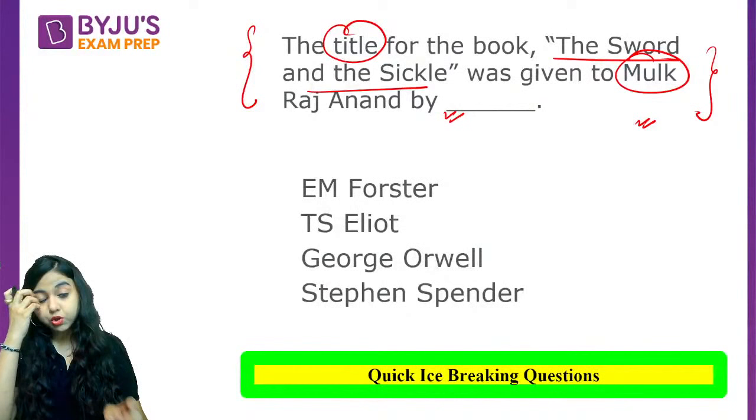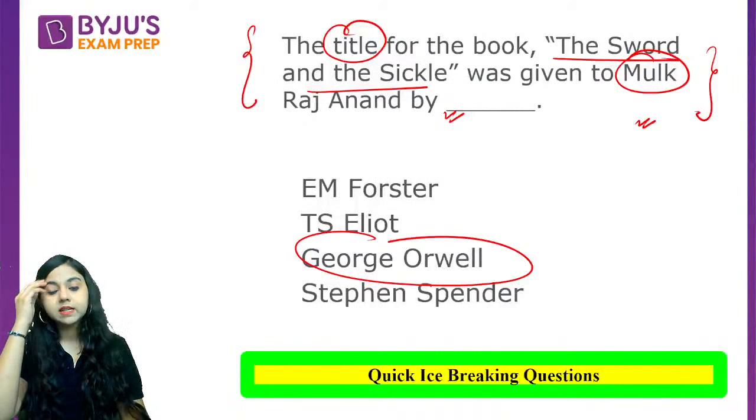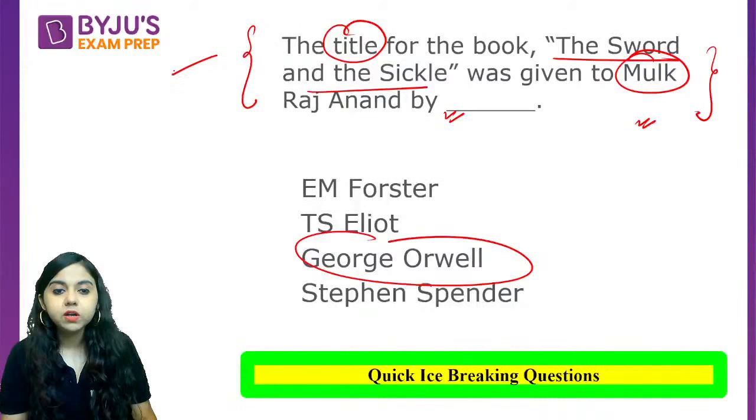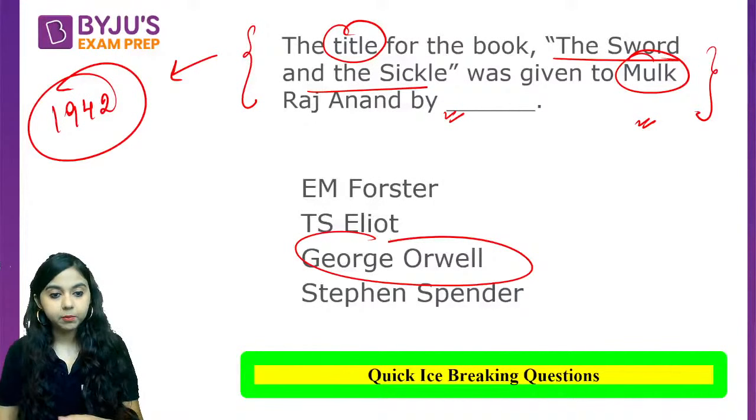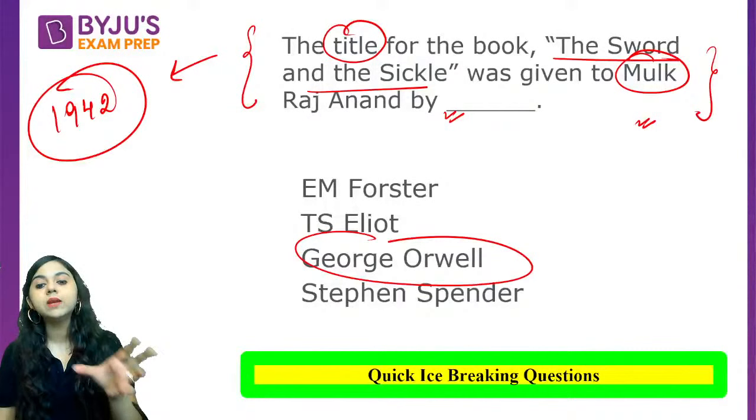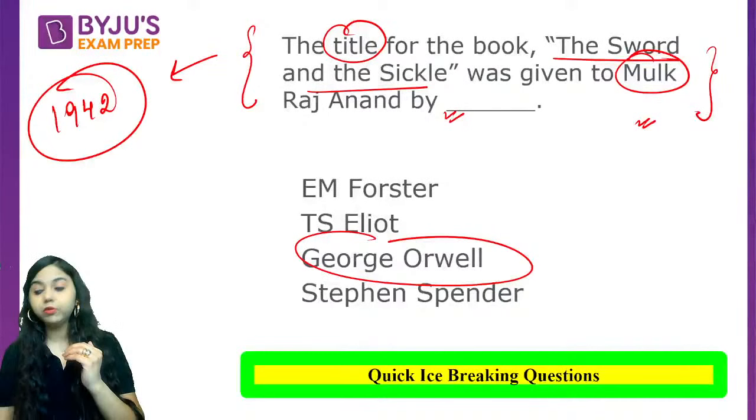So George Orwell was the person who actually helped, right? So in a way, The Sword and the Sickle is a novel by Mulk Raj Anand. When is it coming? 1942. In the year 1942, you are able to see that this particular work is coming. And like the other novels, this novel is also dealing with the topic of social and political structure. It is telling you about the rise of communism altogether. That is what is being discussed over here.